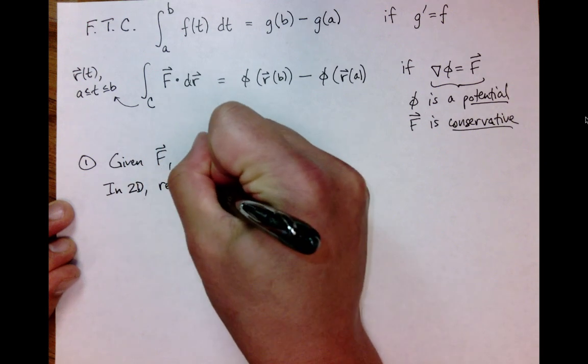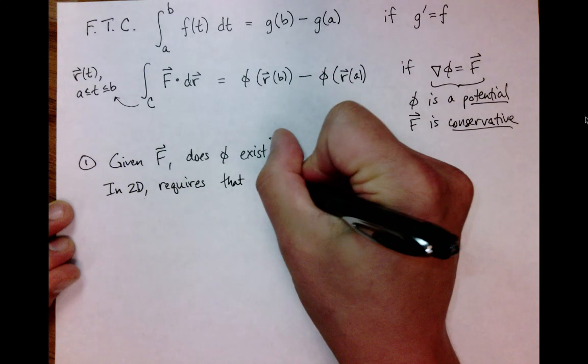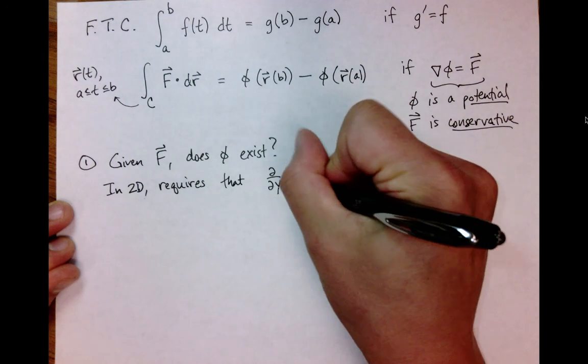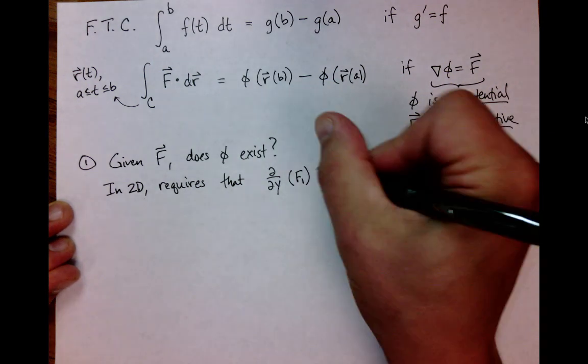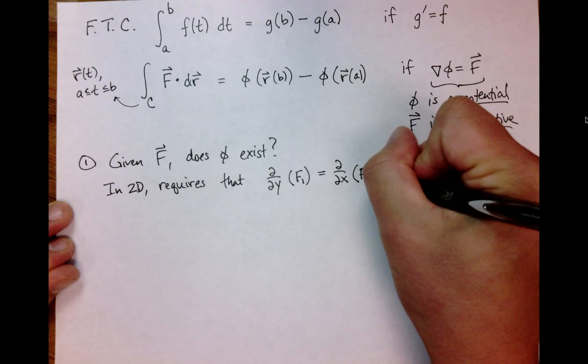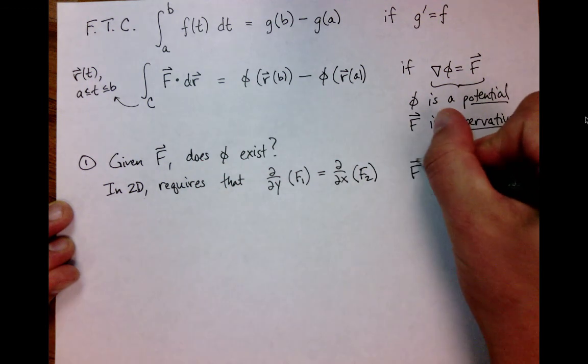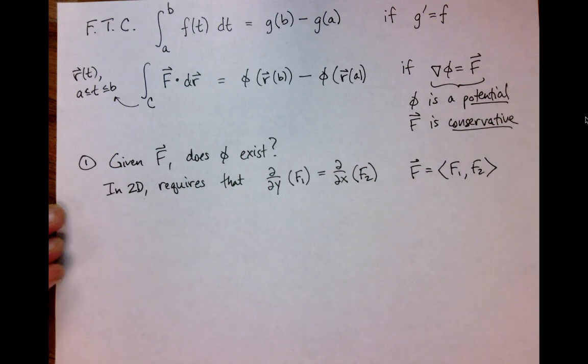It requires that the y derivative of the first component equals the x derivative of the second component. So here f is just a two-dimensional vector field, f1, f2. Okay, if that's not true, you can't possibly have a conservative field and you can't use the theorem.